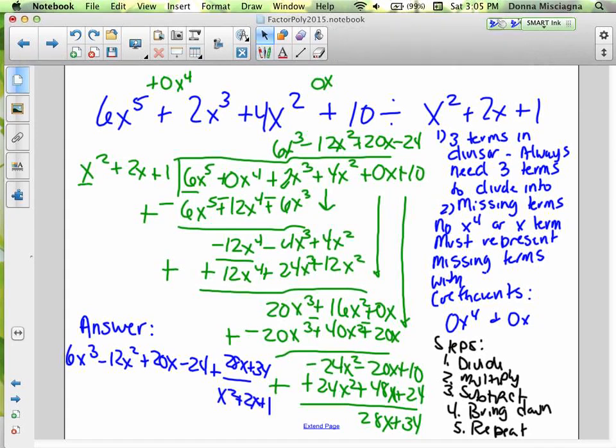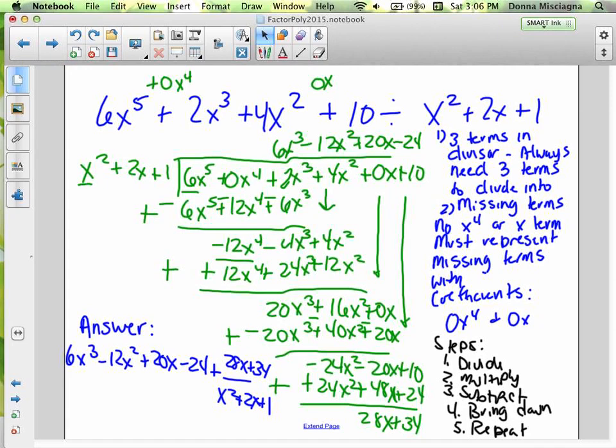All right, so that's a big answer. And we have a pretty big remainder this time. Notice the remainder, the degree is smaller than our divisor. So we can't divide 28x by x squared, because it has a higher power. And now, that's all I have right now for long division.